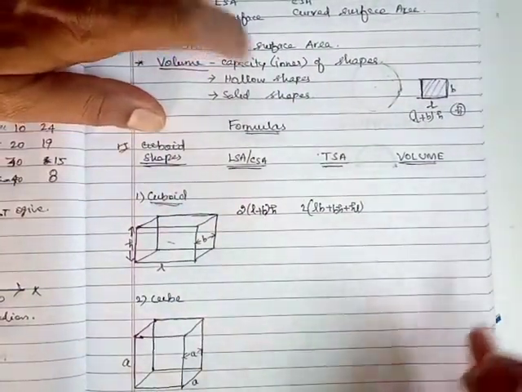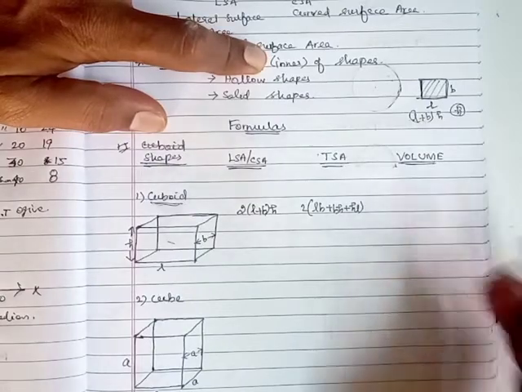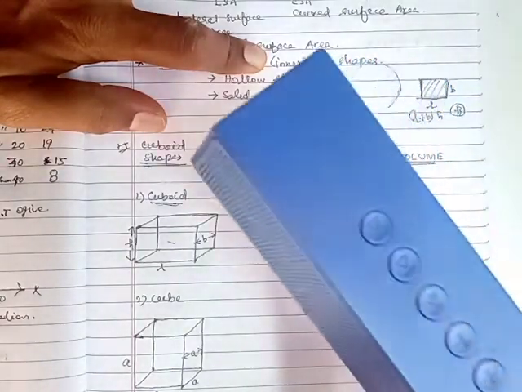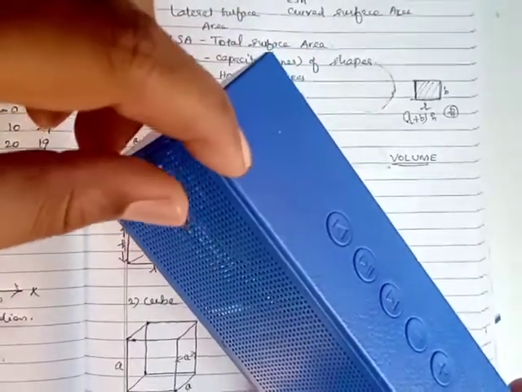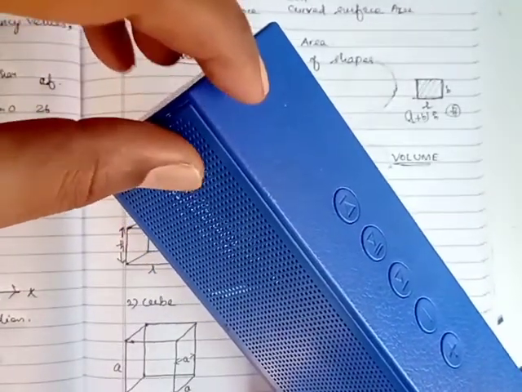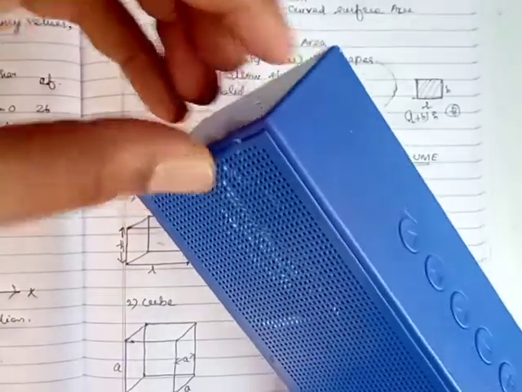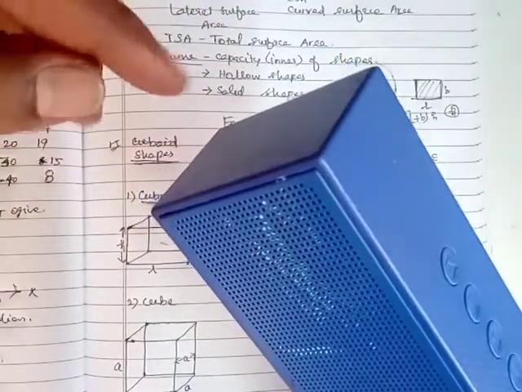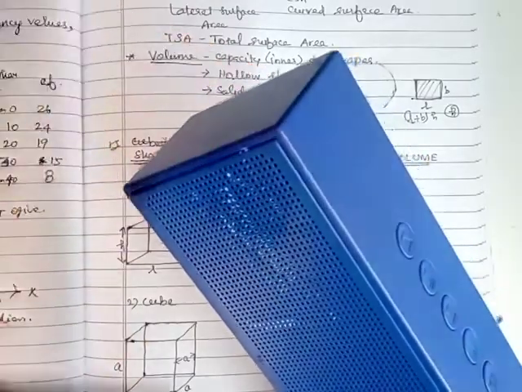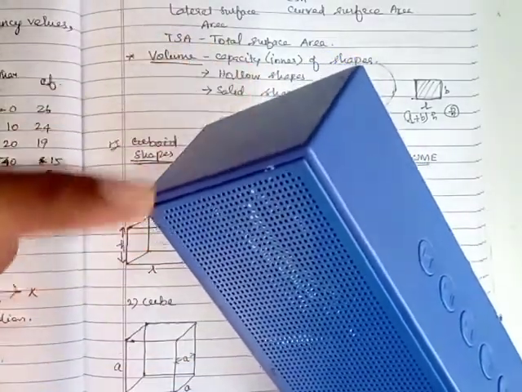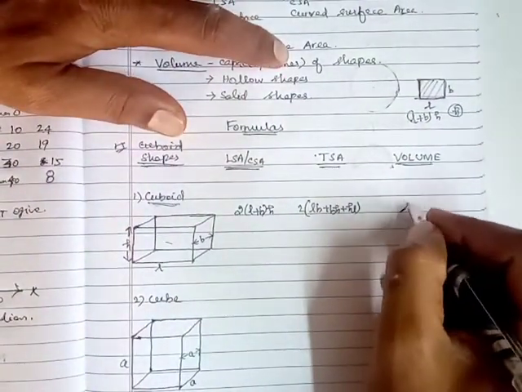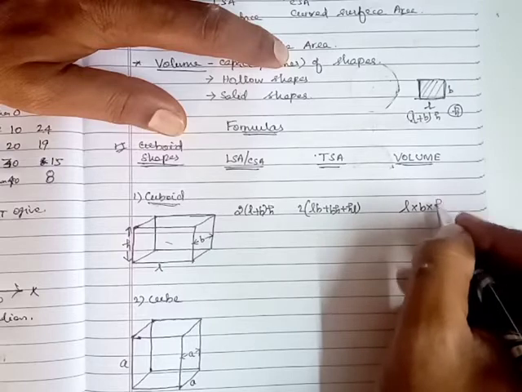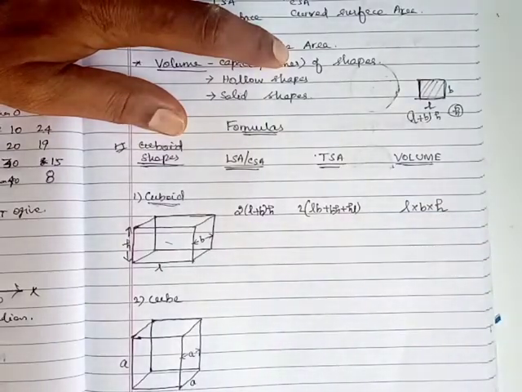So what is the volume? The capacity. If you fill water or something inside this, how much will it hold inside? The total capacity. You can get the value by multiplying length into breadth into height. So the formula is length into breadth into height, right? We got the answer.